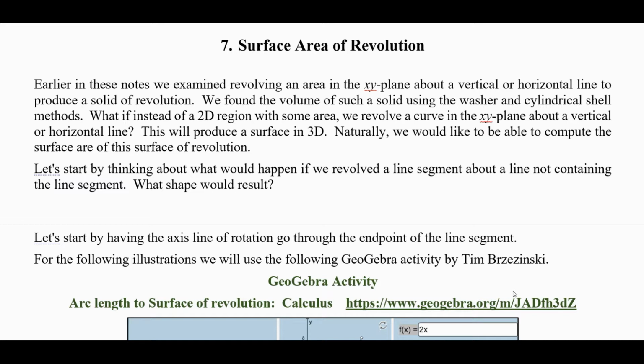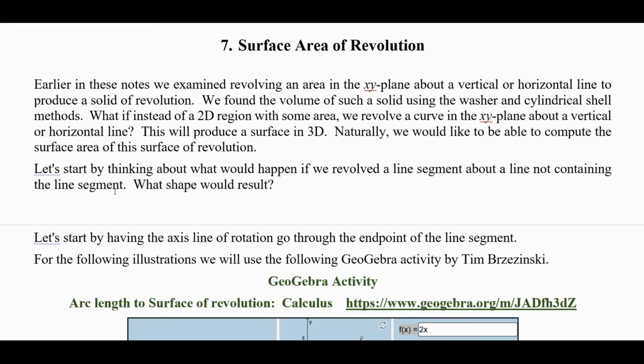So what if instead of a 2D region with some area, we revolve a curve in the XY plane about a vertical or horizontal line? This will produce a surface in 3D, and naturally we would like to be able to compute the surface area of this surface of revolution.